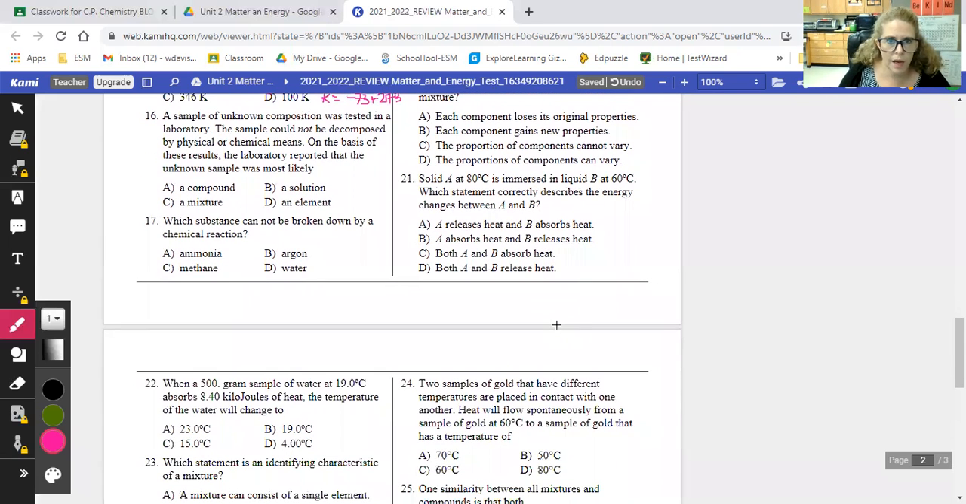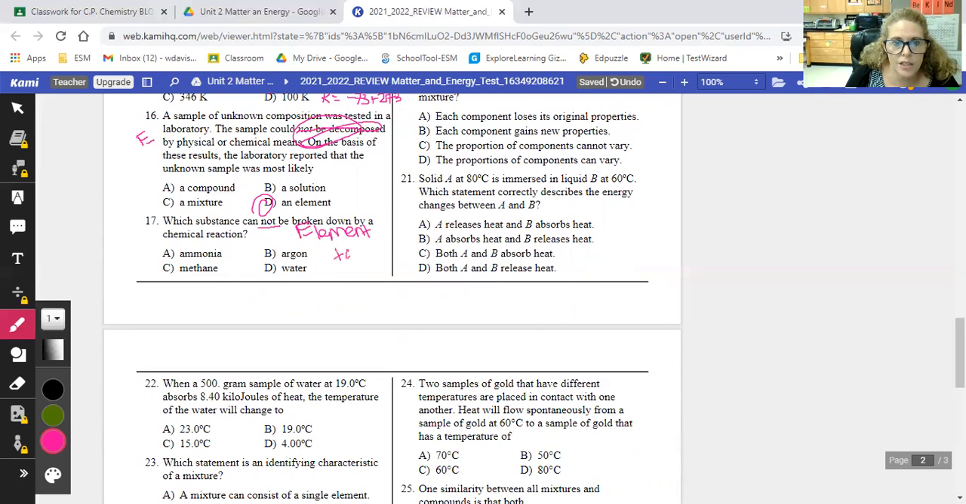A sample of unknown composition was tested in a laboratory. The sample could not be decomposed by chemical means. I didn't mean to scribble that out, I really just meant to circle it. So that's the definition of an element. Which substance cannot be broken down by a chemical change? Now, this one is the opposite of the previous question that I didn't read carefully enough. Element, that's the definition of an element.